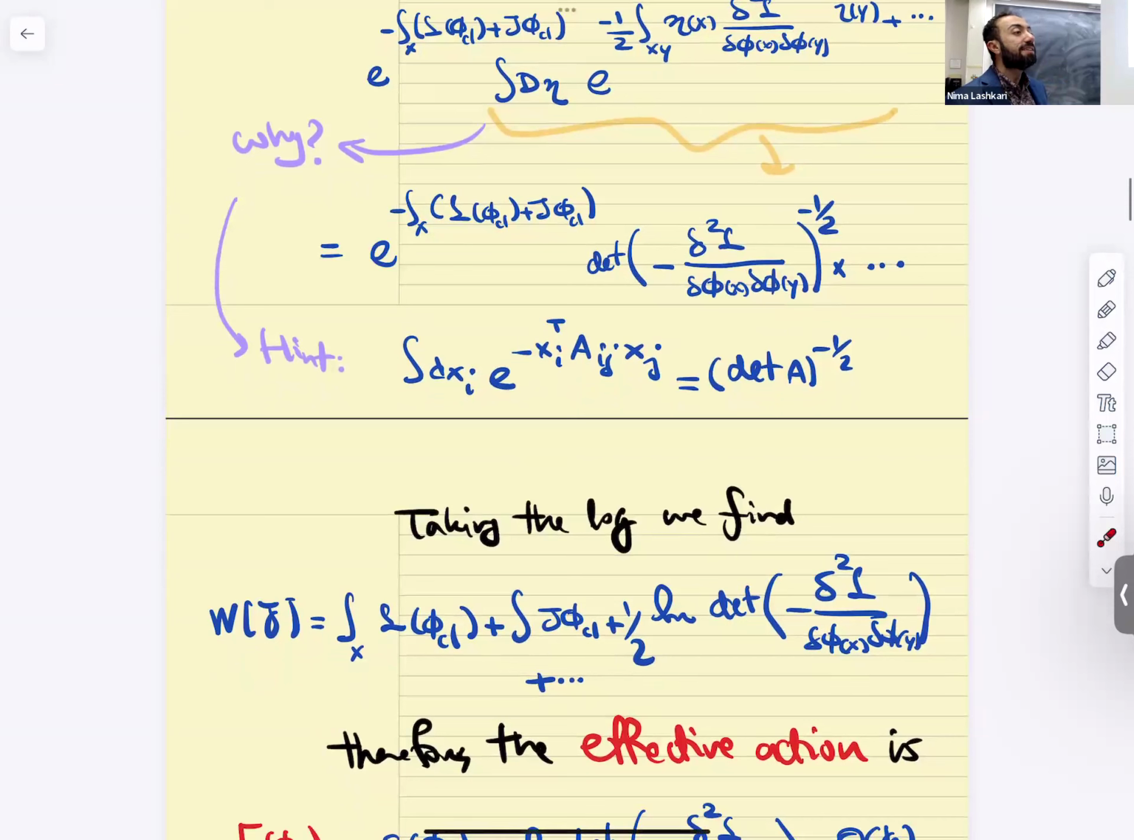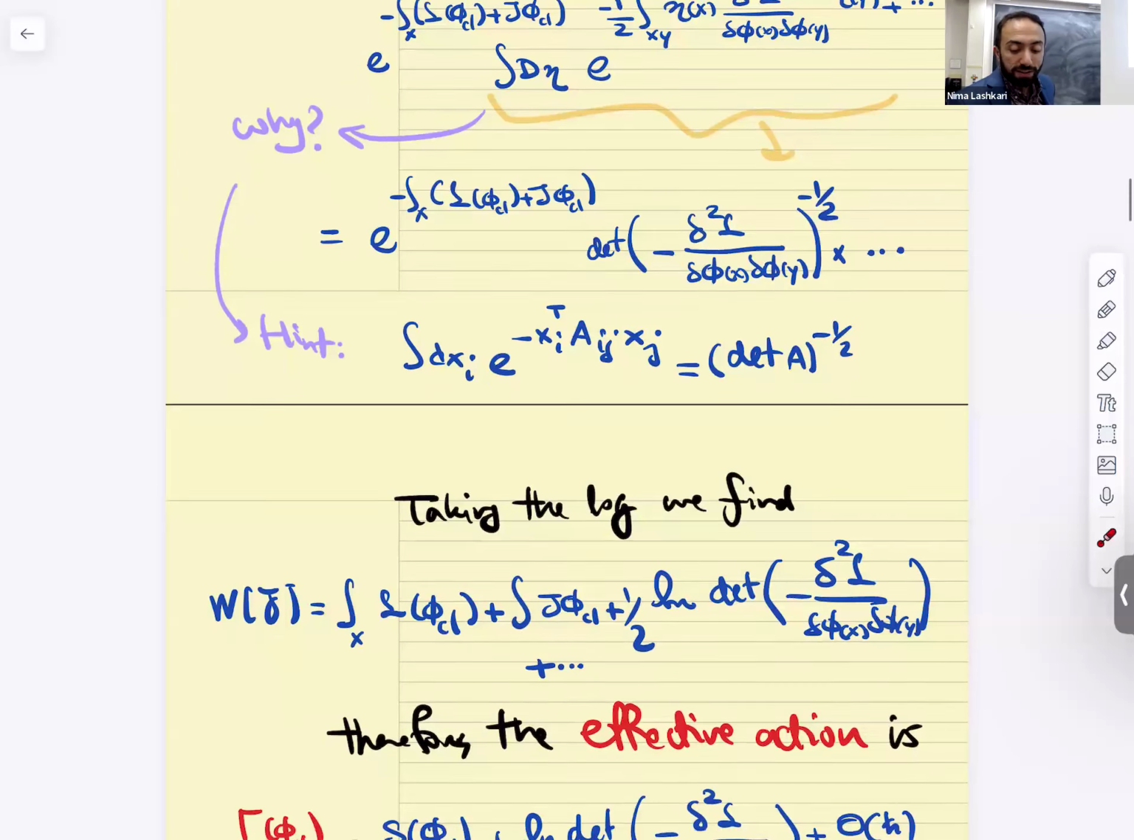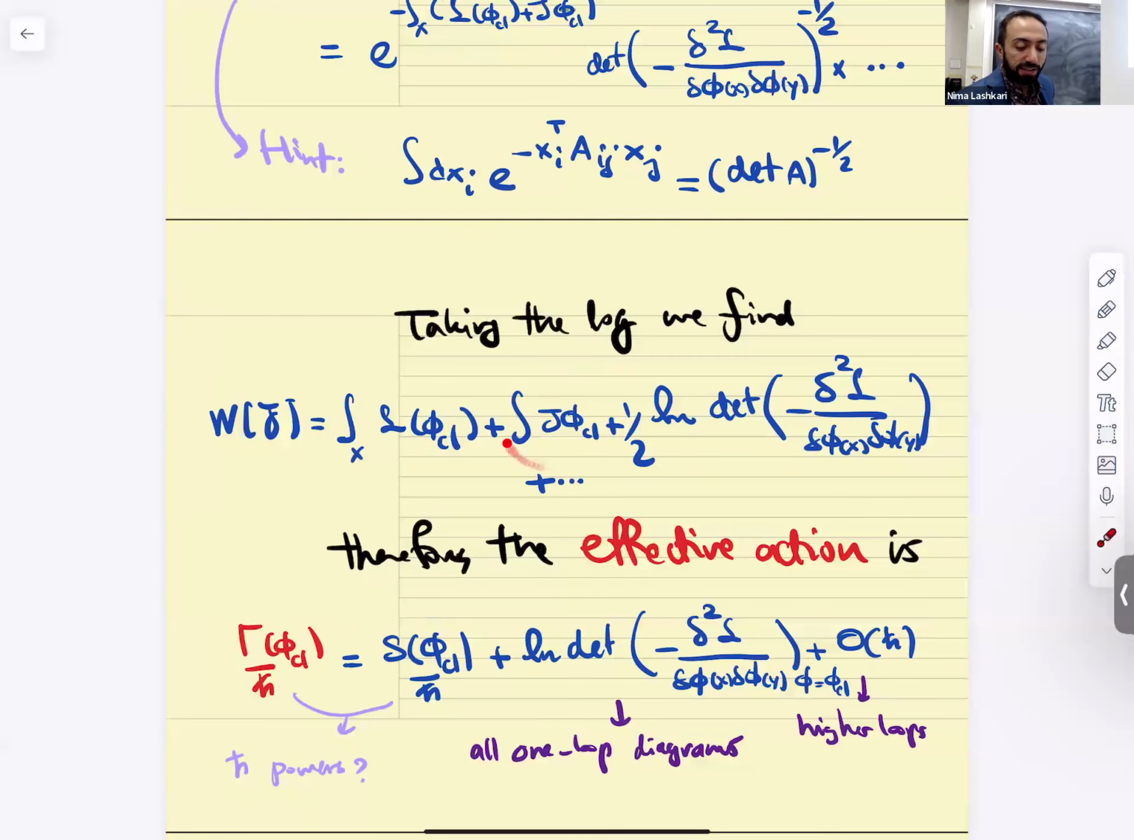Now, the clear observation is that the generating functional for connected correlators depends on J, the source, but the only J dependence is in here. And if you recall, the definition of effective action is precisely W of J minus this term. So you end up with the effective action being just the classical action evaluated on phi classical plus the second derivative term plus other corrections that are due to interactions.